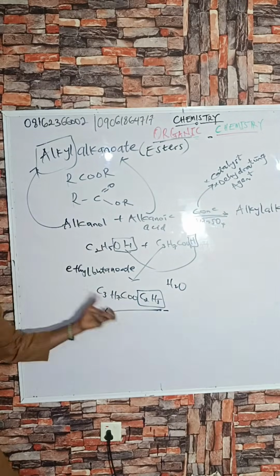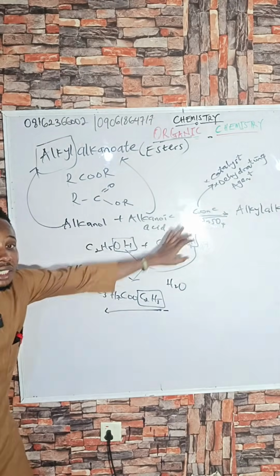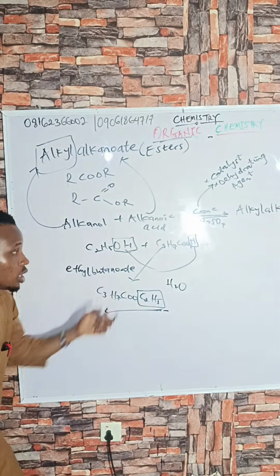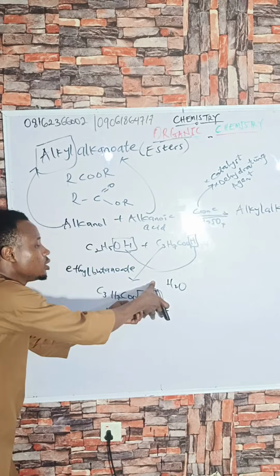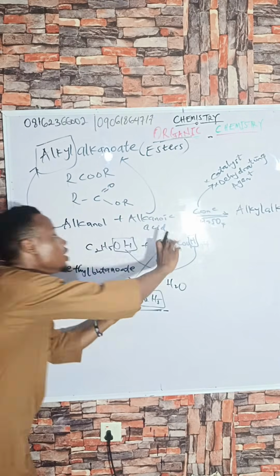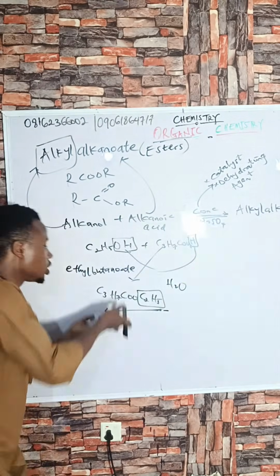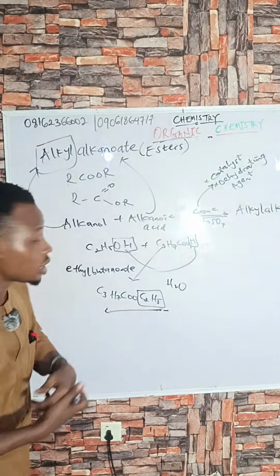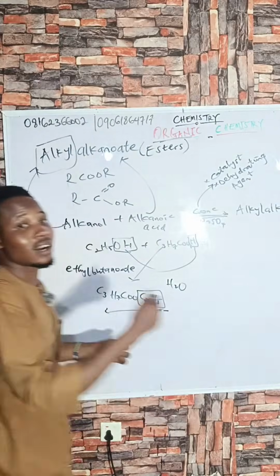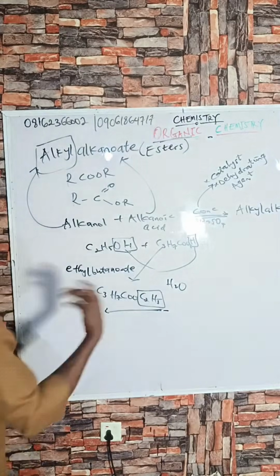Your alkanol is your alkyl. Your alkanoic acid is your alkanoate. So the alkanol here is ethanol, so it is ethyl, the one at the front. Then your alkanoic acid is butanoic acid, so this is butanoate, the one at the back. So whenever you want to name your alkyl alkanoate, the one at the front is your alkyl, the one at the back is your alkanoate.